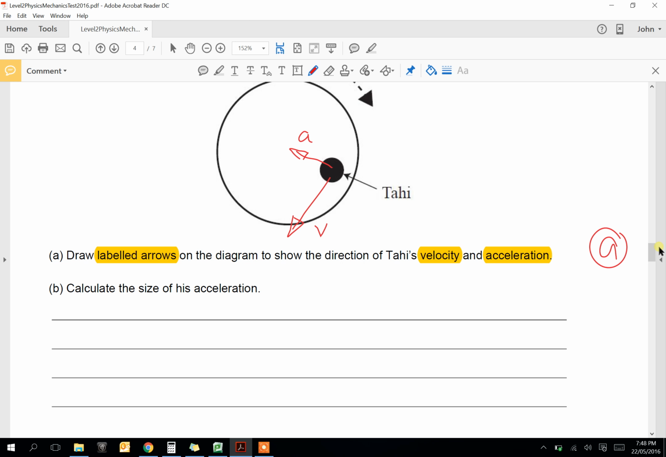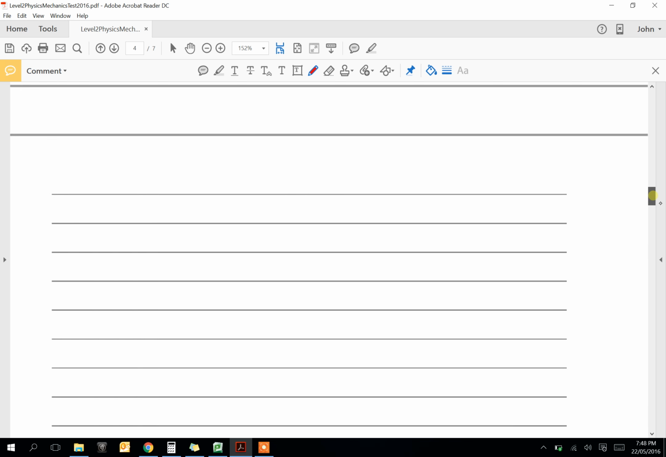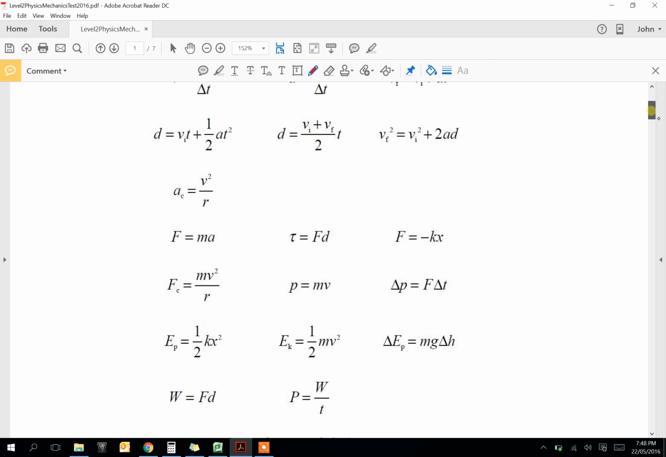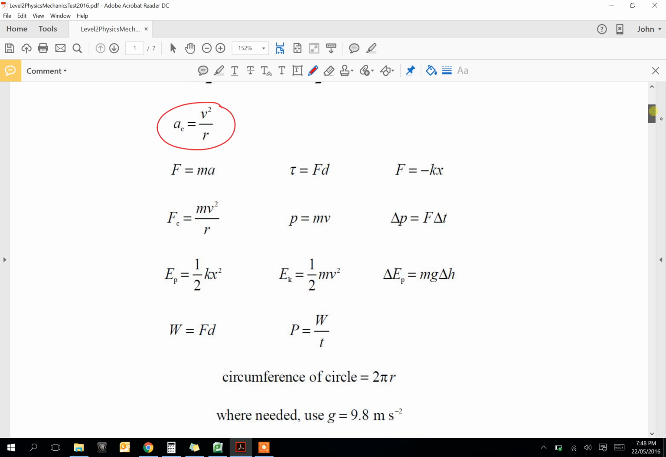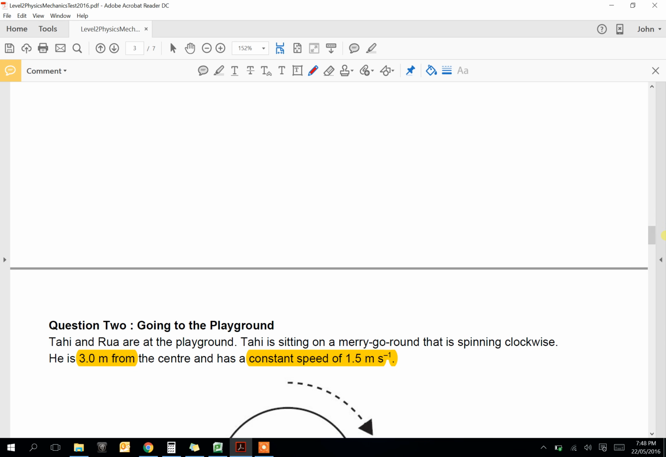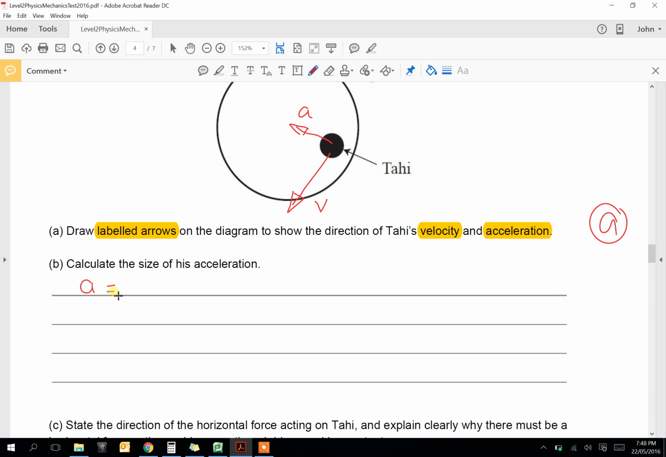Calculate the size of his acceleration. Now this is circular motion, so if I remember from circular motion, I can look up at my formulae right way up at the top here, and I'm looking for my circular motion formulae. A equals v squared over r, so I need to now let's go all the way back down here. A equals v squared over r, and in my information at the beginning there, it told me the velocity was 1.5. Need to remember to square that. It told me that the radius, distance from the center, was 3 meters.